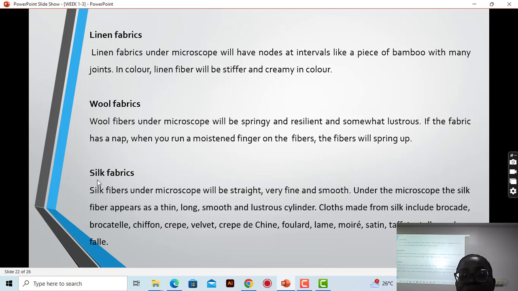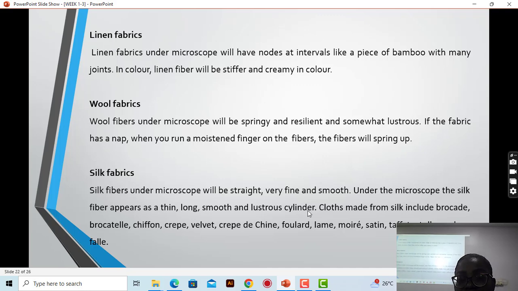Then we have silk fabrics. Silk fabrics under the microscope will be straight, very fine and smooth. Under the microscope, the silk fibers appear as thin, long, smooth, and lustrous cylinders. It means that it will look round like this, like a cylinder. And they will have a little bit of sheen, as if it looks smooth and wants to shine.